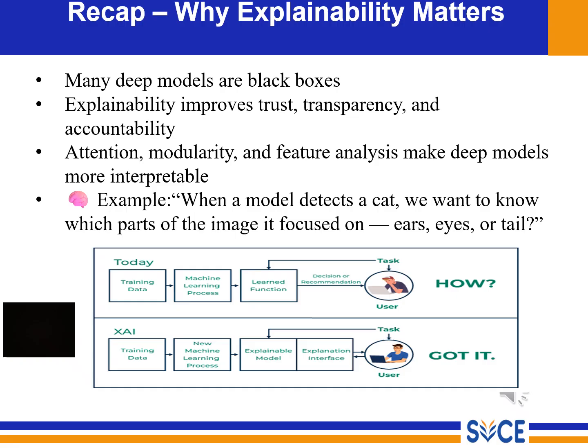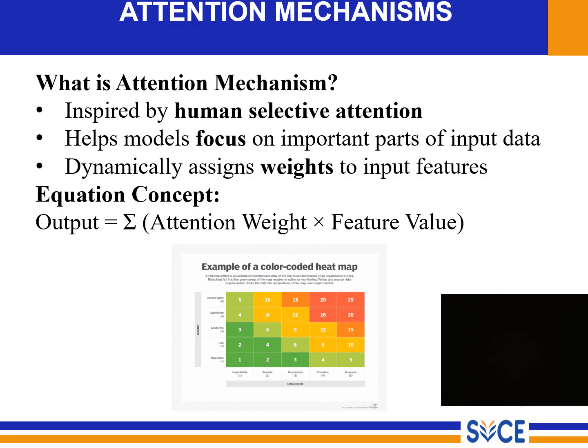So what is attention mechanism? Before that, let's see why explainability matters. Many deep models are black boxes. Explainability improves trust, transparency and accountability. So for engineers and researchers, we don't want our AI to be a mysterious magician. We want it to be explainable, something we can trust, we can debug and we can understand. So that's where the three topics come in. Okay, let's see the topic. The first one is attention mechanism.